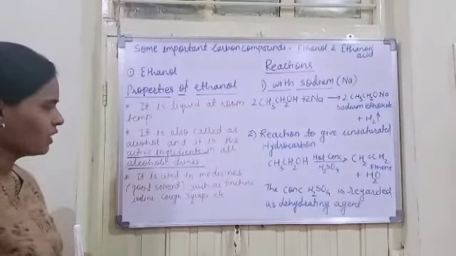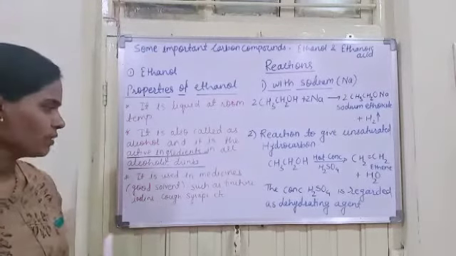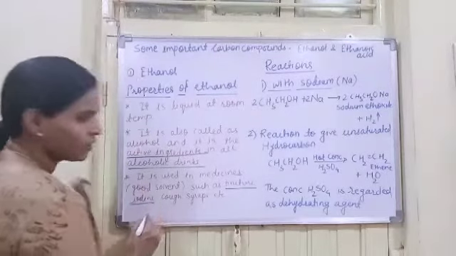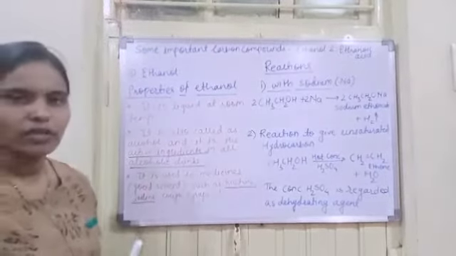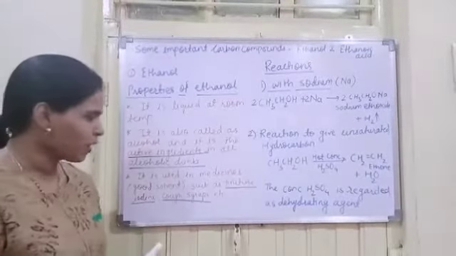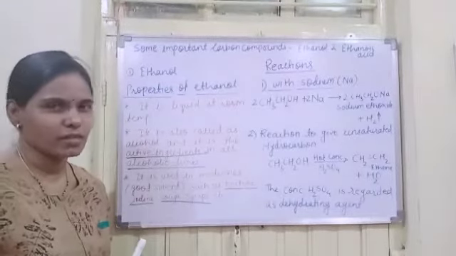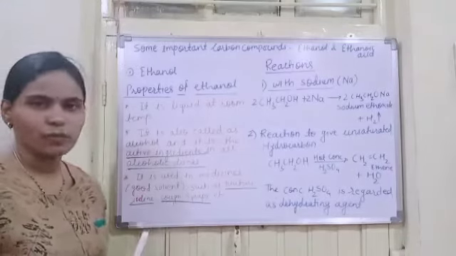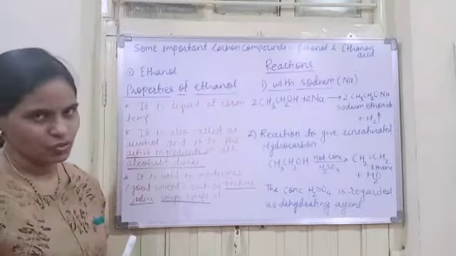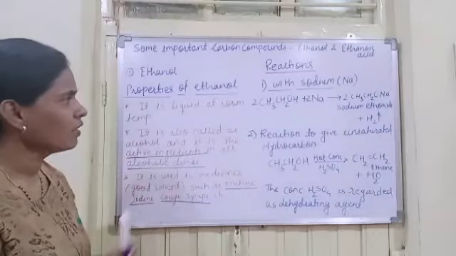The next is, it is used in medicines as it is a good solvent. It is used in medicines such as tincture iodine. In 9th standard you already studied about tincture iodine. And several cough syrups. That's why people may feel sluggishness or drowsiness after consumption of cough syrup, as alcohol directly stimulates the central nervous system. Understood this? Now here several reactions are given regarding ethanol.